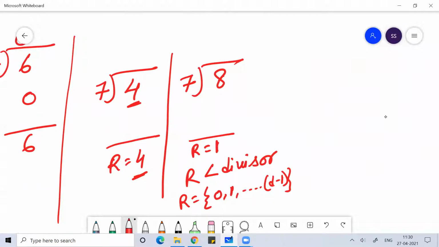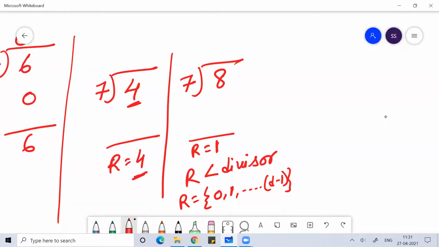Your remainder can never be equal to the divisor or more than the divisor. Your remainder is always less than the divisor. So if you're dividing a number like 8 by 7, here you're not getting remainder 8. Why are you not getting remainder 8? Because 8 is more than 7.